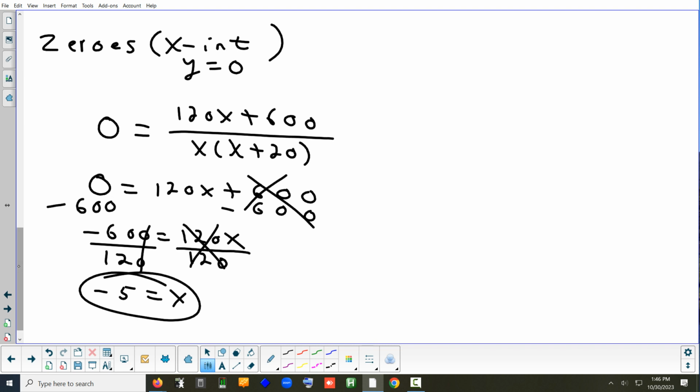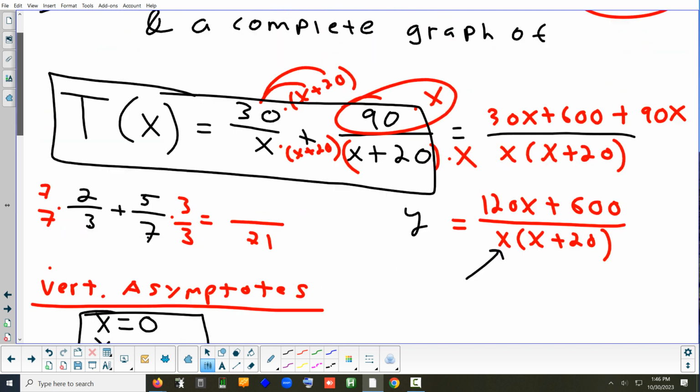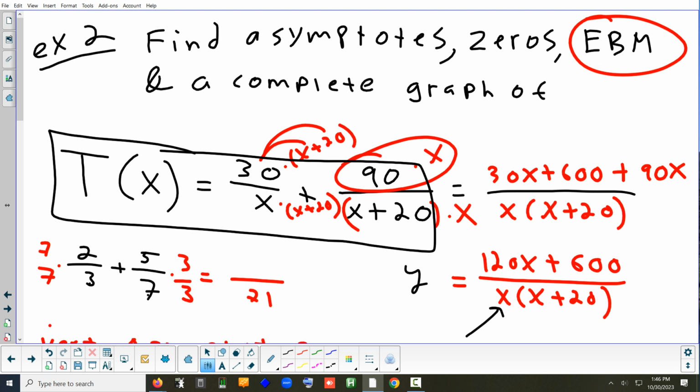And you can check it. Plug -5 back in, and you'll get 0 divided by something. Well, 0 divided by anything is 0. So that's the asymptotes, the zeros, the end behavior model. And now let's do a sketch.